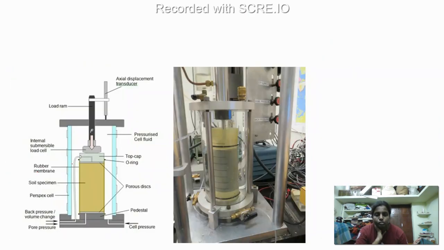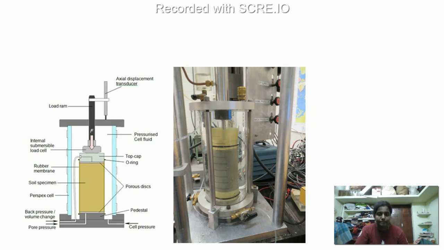Okay, here. So this is your sample. This is your sample with rubber membrane enclosed and O-rings placed. We have porous stones at the bottom, and this is your loading. Okay, first stage. During the first stage, you won't be applying any load. It is just a piston placed. You are not applying any load.